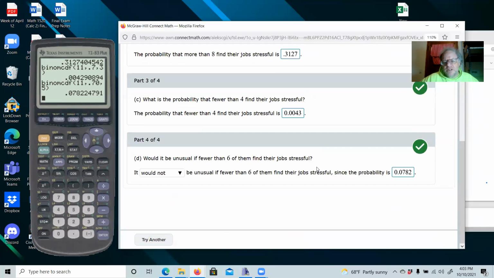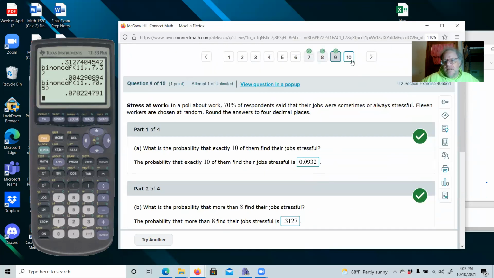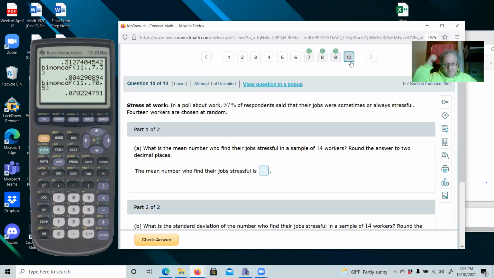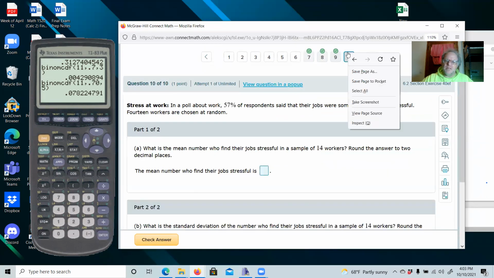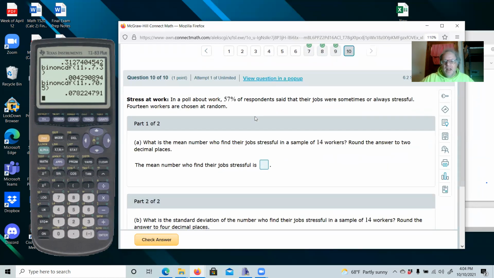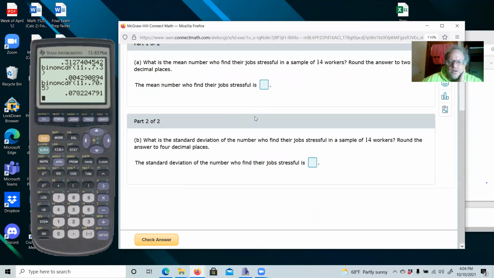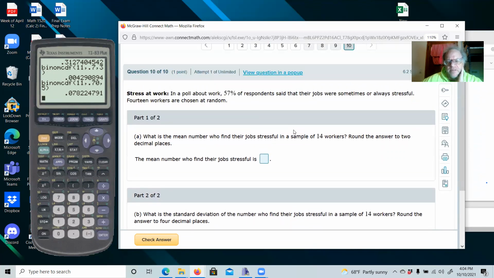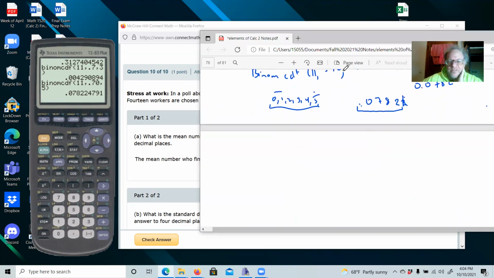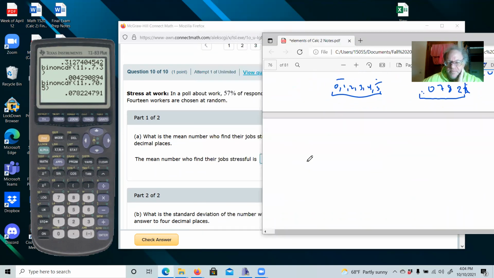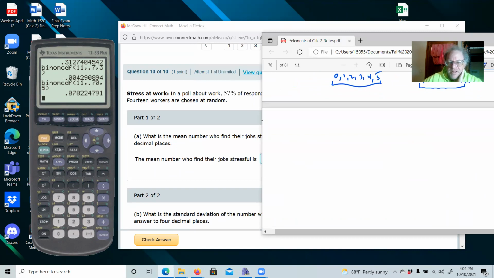Let's see. That looks pretty good. All right, last one. More stress. All right. Actually, I don't think we need to do this one. I think we'll be okay. So, oh, no, we do, because we want the mean and the standard deviation. Okay. So this isn't necessarily a probability question. This is a mean and standard deviation problem.